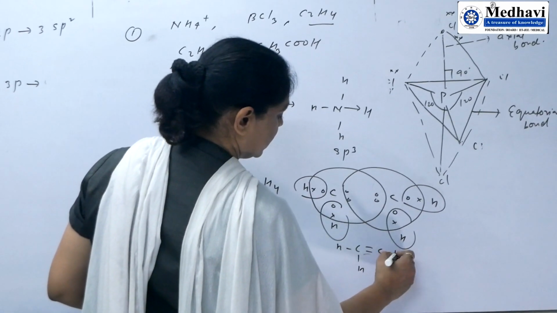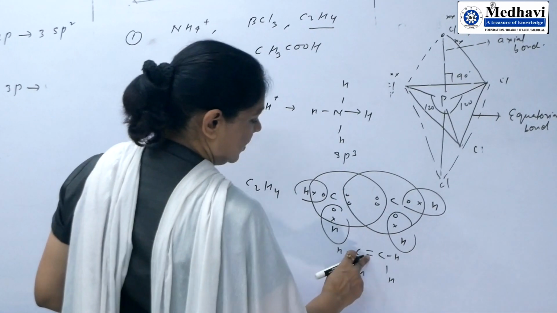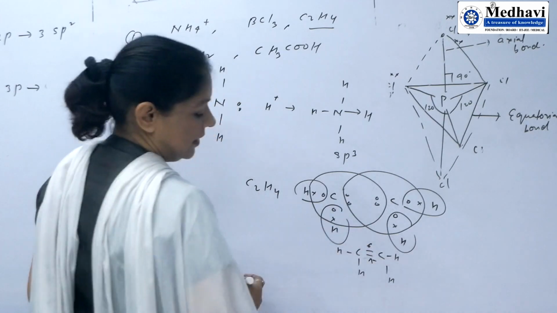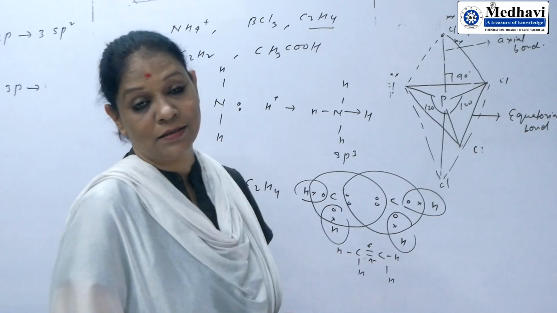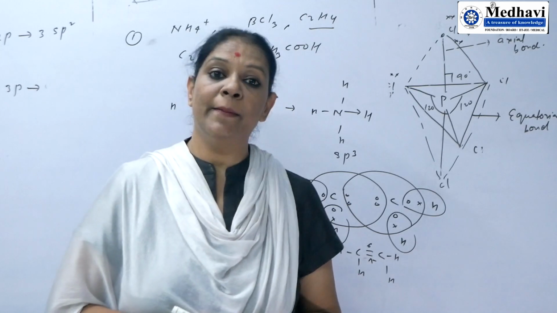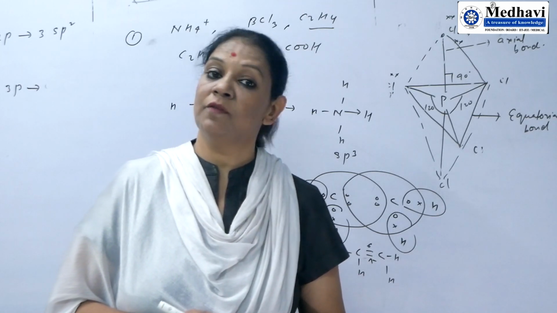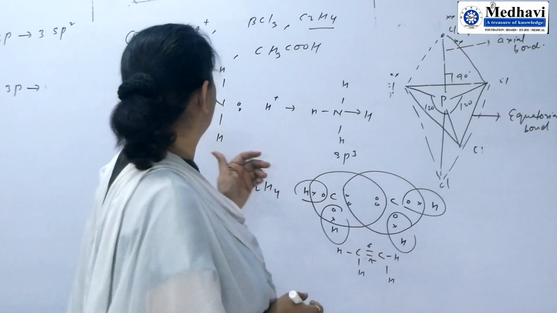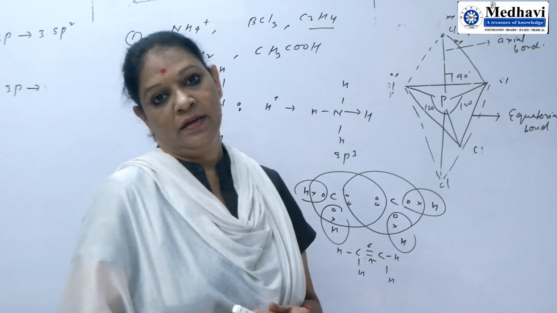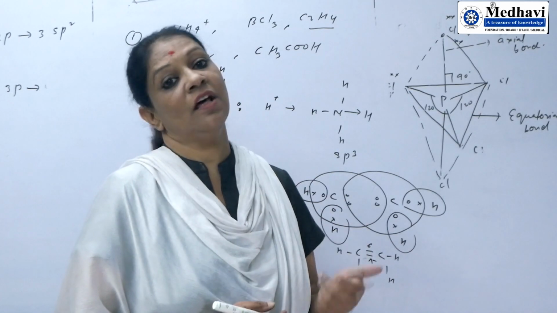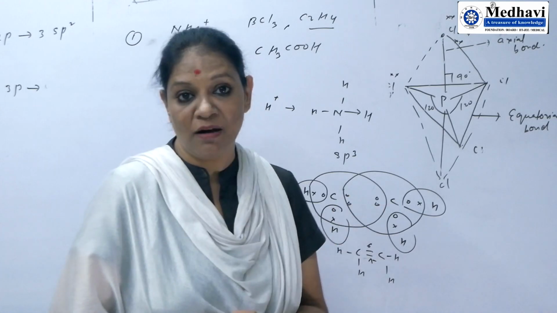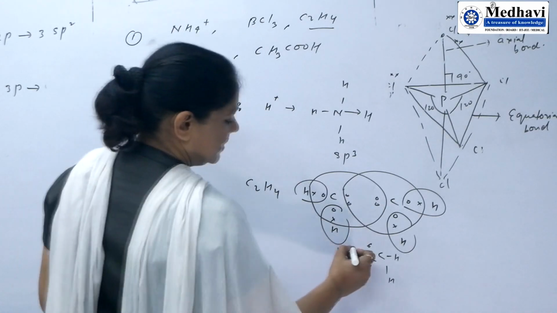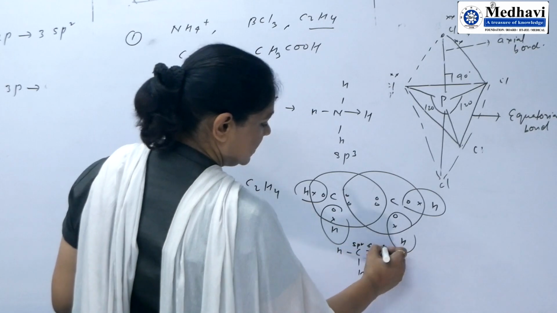So for each carbon, here 3 bonds are there. Out of 2 bonds, one is sigma, one is pi. Again the important thing, you can calculate hybridization either in terms of sigma bond or in terms of pi bond. I have taken on the basis of sigma bond. If there are 3 sigma bond, if there are 4 sigma bond, if there are 2 sigma bond, here each carbon has 3 sigma bond, so it is sp2. This is sp2.